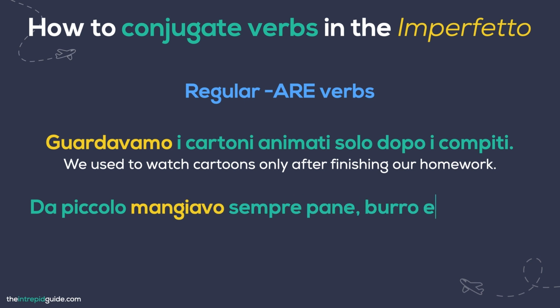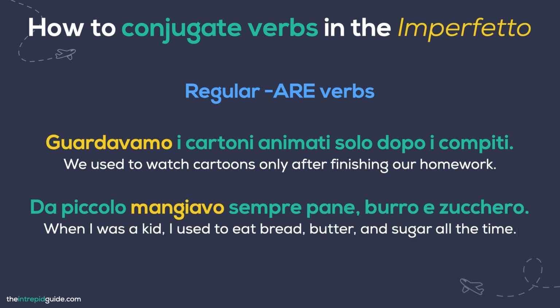Da piccolo mangiavo sempre pane, burro e zucchero. When I was a kid, I used to eat bread, butter, and sugar all the time. For ere verbs, the conjugation is as follows.